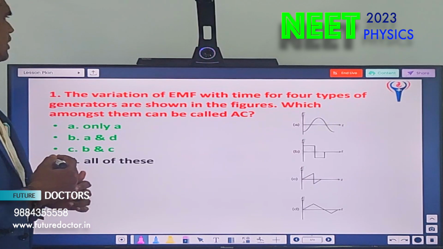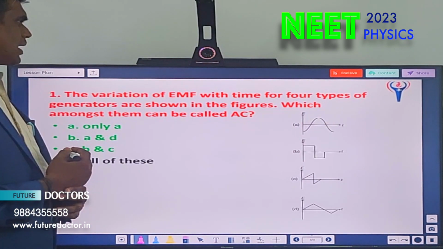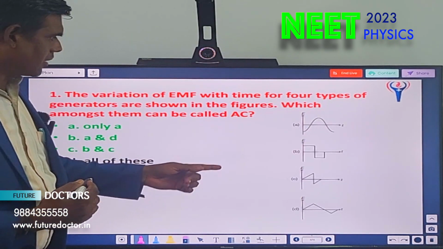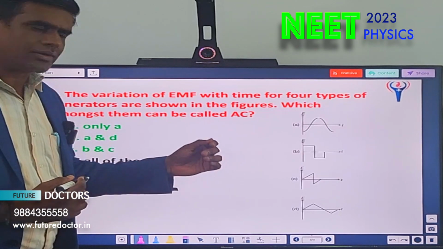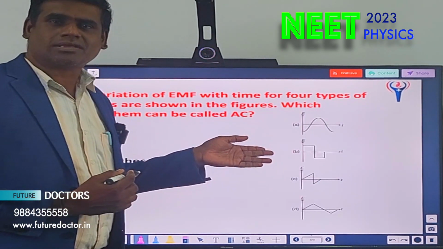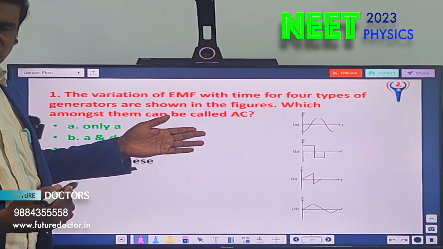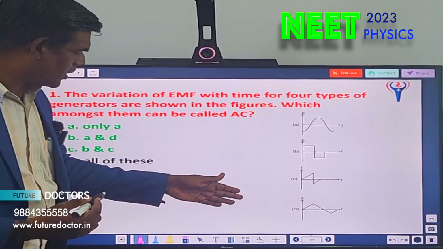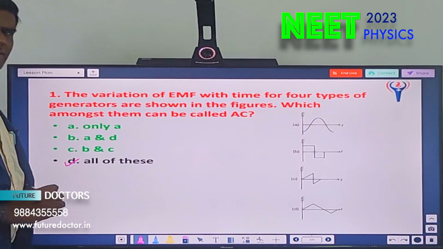The variation of EMF with time for 4 types of generators are shown in the figures. Which among them can be called AC? Option A, B, C, D. Here are all the things for alternating current. Alternating current or alternating EMF, that is magnitude as well as direction changes periodically or reverses periodically. That is both in positive and negative direction. Here A, B, C, D, all the figures come under AC only. So option D is the correct answer.